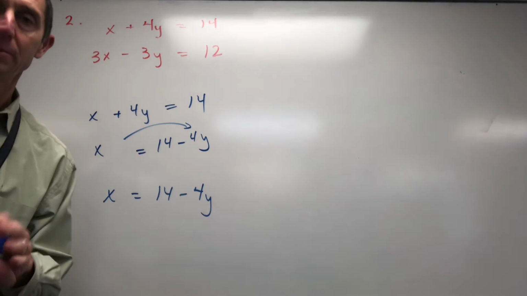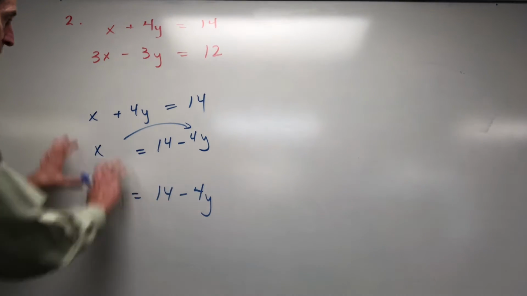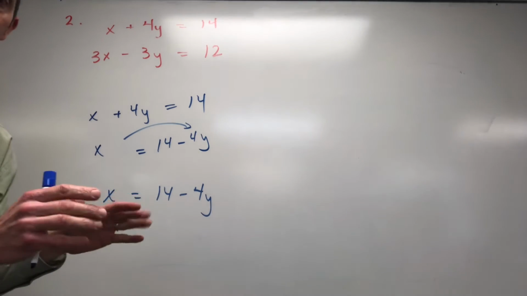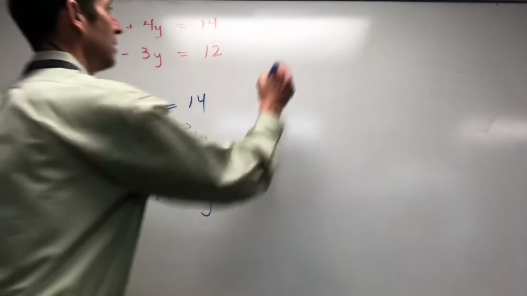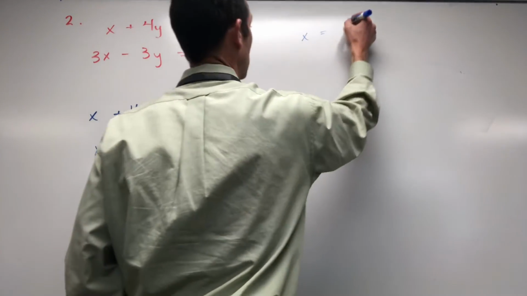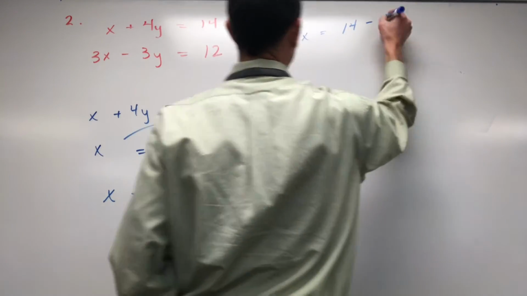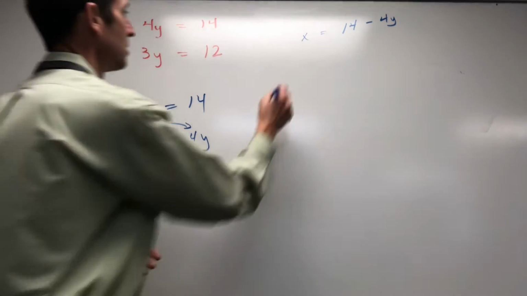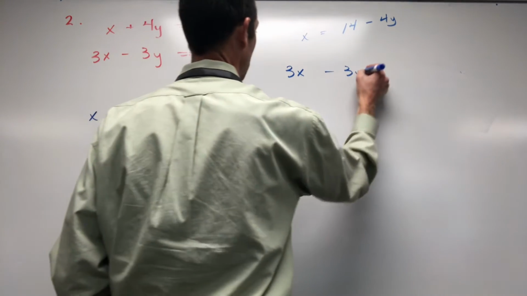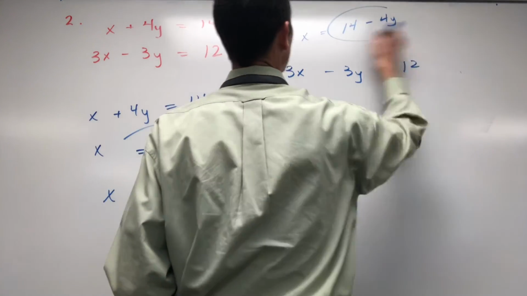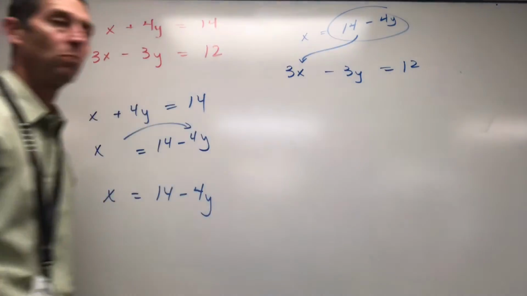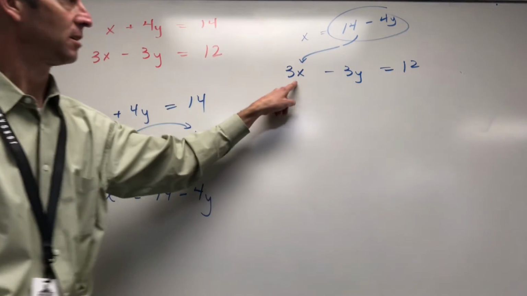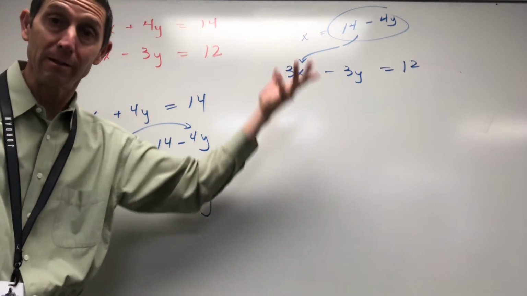So here comes the substitution part. We worked with this top equation, got it solved for x. We're going to plug into the other equation. Like we know x is equal to 14 minus 4y. The equation we've not worked with is this bottom one right here. 3x minus 3y equals 12. So we're going to substitute from one equation into the other. Substitution method. That's our goal today.